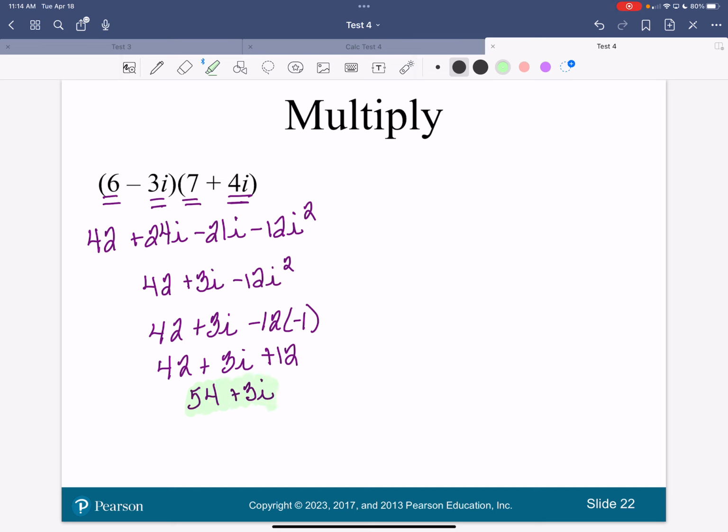So when we're multiplying, i squared equals negative 1 becomes important. Now we're going to do some division. It's going to look like a rational. And this is the end of lesson 10.7. We're at the very end of this from last Thursday.